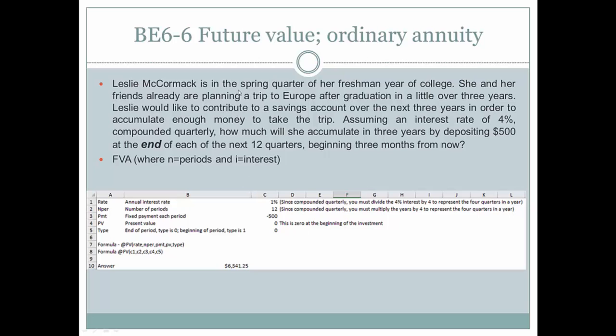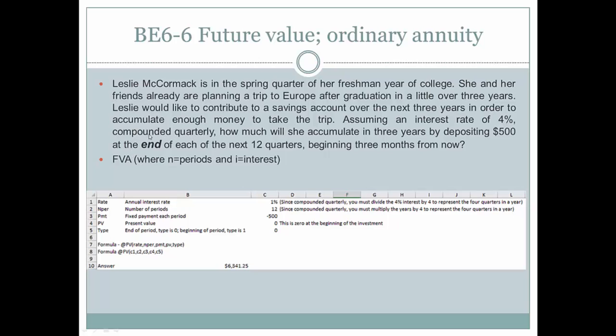Next, the future value of an ordinary annuity. So this will be a series of payments. Leslie McCormack is in the spring quarter of her first freshman year of college. She and her friends are already planning a trip to Europe after graduation in a little over 3 years. Leslie would like to contribute to a savings account over the next 3 years in order to accumulate enough money to take the trip, assuming an interest rate of 4% compounded quarterly.